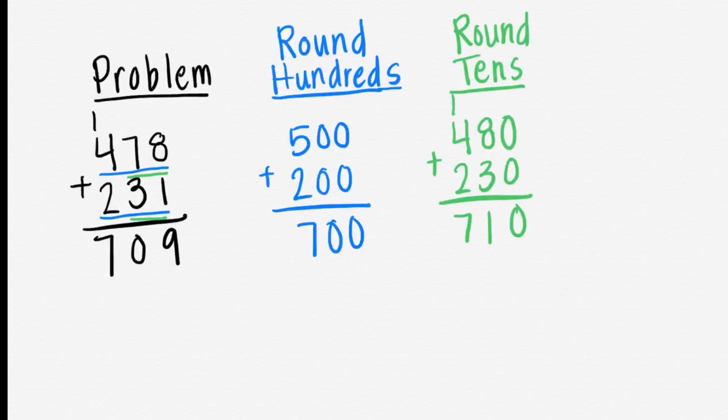Now, we noticed that the actual answer was 709. When we rounded to the hundreds place, we only got 700. When we rounded to the tens place, we got 710. I noticed when rounding to the tens place, the answer is more accurate than when we round to the hundreds place. So, when you want a more exact answer, remember, round to the tens place.